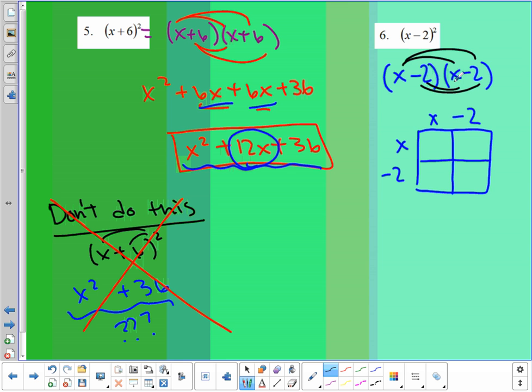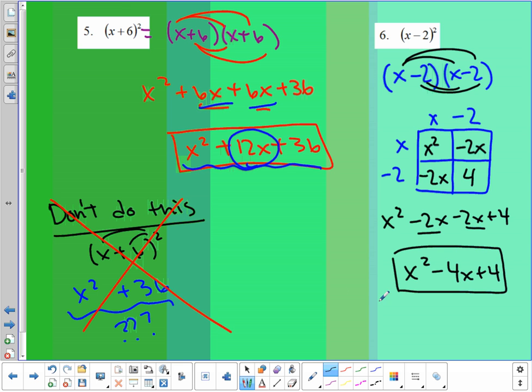So x gets distributed, negative 2 gets distributed. You've got to keep it organized somehow because it's a lot of terms, so we use these two methods. If I use the box, I get x times x, which is x squared. X times negative 2 is negative 2x. X times negative 2 is negative 2x. Negative 2 times negative 2 is positive 4. Writing out those terms looks like that. Like terms in the middle, x squared minus 4x plus 4, and that is my trinomial.